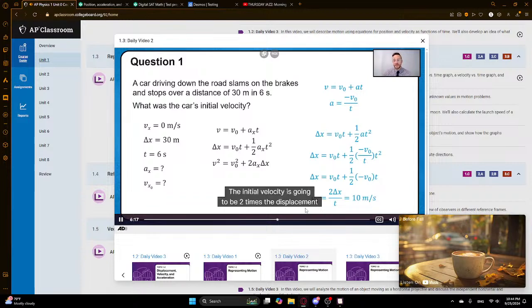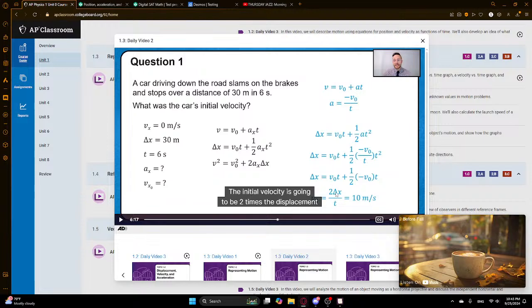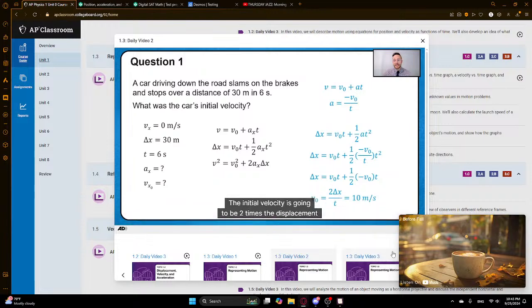My gosh, what? This doesn't make sense. How did he jump from that? The initial velocity is going to be 2 times the displacement divided by the time. The initial velocity comes out to be 10 meters per second.